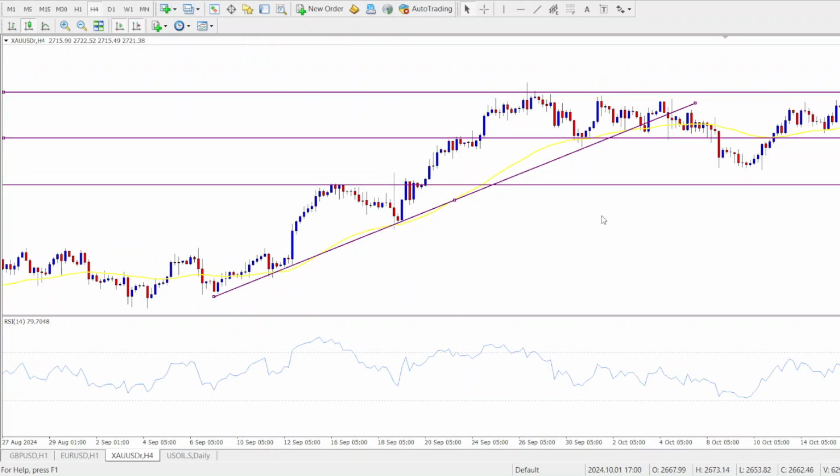Okay, all right, and then as for your risk management, make sure that you use an amount you can afford to lose, and then also you can trail your stop loss.